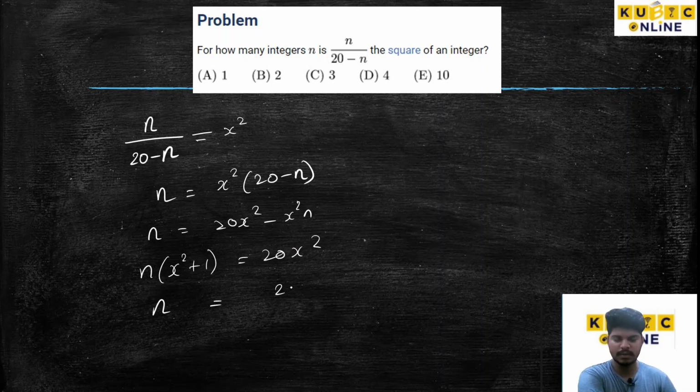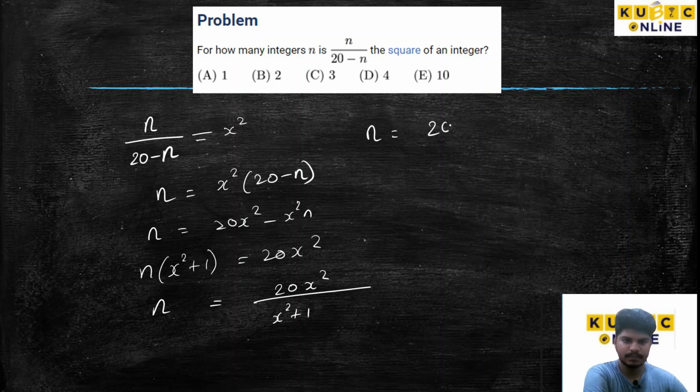So n is equal to what? 20x square upon x square plus 1. Okay. 20 minus n, 20x square, the n we take common, x square plus 1 we get, yes. So we have n as 20x square upon x square plus 1.